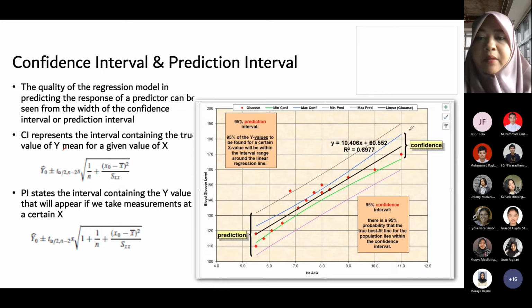The blue and the green one is called the confidence level. And the larger one is called the PI, or prediction interval, which states the interval containing the y value that will appear if we take a measurement at a certain x. So this is the area of the prediction.